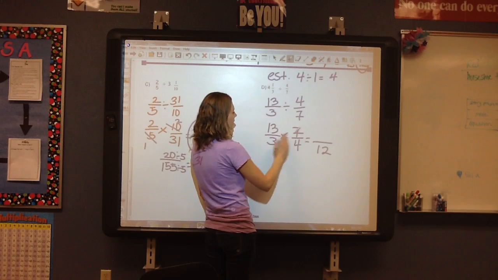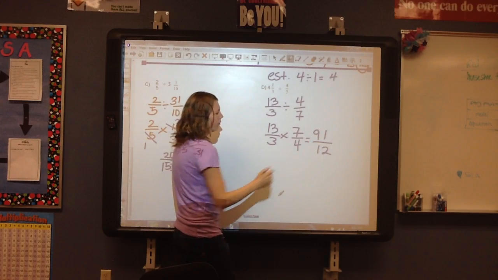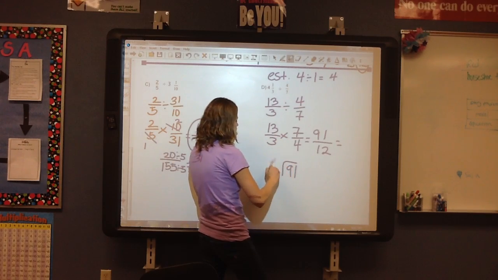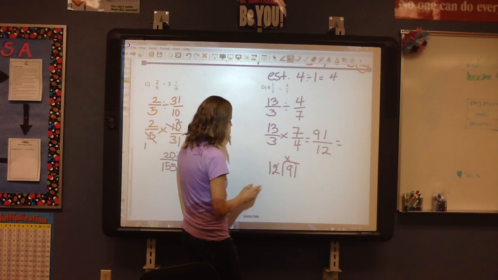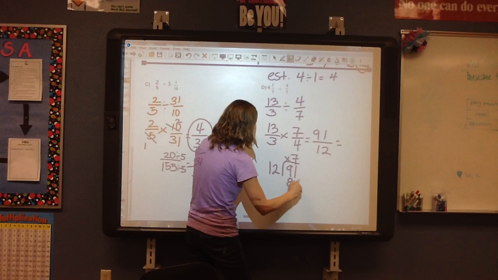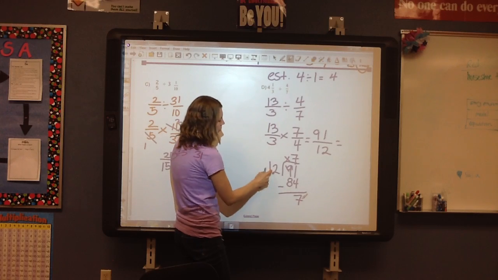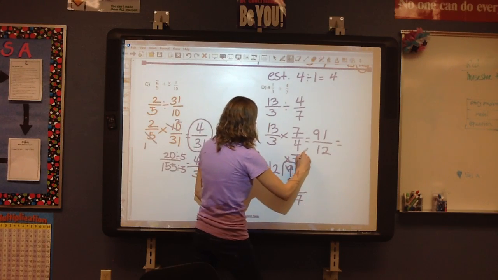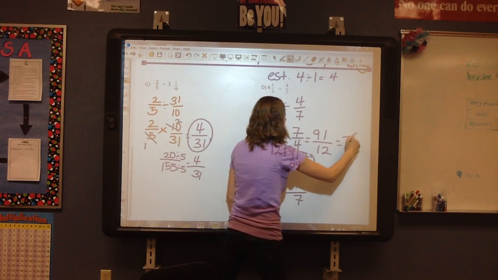13 times 7, that would be 91. And then in order to figure out how many times 12 can go into 91, I can set up a division problem if it's easier. 12 can't go into 9, 12 can go into 91, and 8 would be 96, that's too big. So 7 is 84. 91 minus 84 is 7, so you always want to make sure that that number is less than what you're dividing by, that divisor. And so now I just put the 7 as the numerator, 12 as the denominator, and so it would be 7 and 7/12.